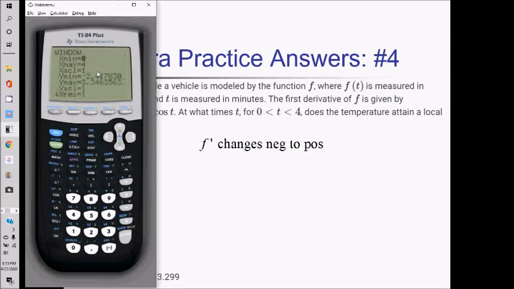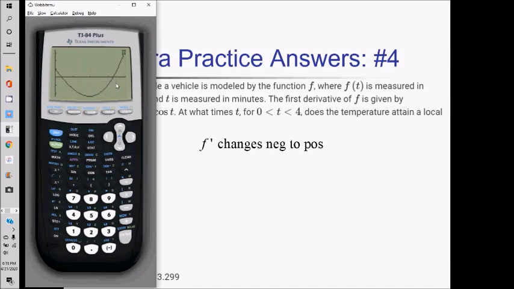So let me go to window, and I've got 0 to 4 entered in there already. Let me do zoom 0, zoom fit. So here's our F prime being graphed out. Now remember, we're looking for a change from negative to positive. So looking back here, there's only one place that happens, and that's this spot right here.